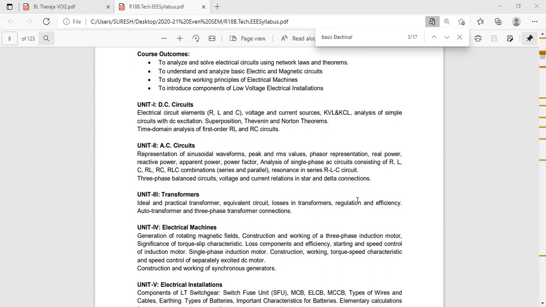Next concept is regulation and efficiency. Today we'll complete the losses in transformer. If time permits, we'll go for regulation. Then from Monday onwards, we'll start the auto transformer and three-phase transformer connections. So we'll complete the losses in the transformer today.